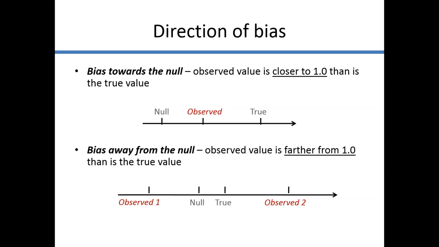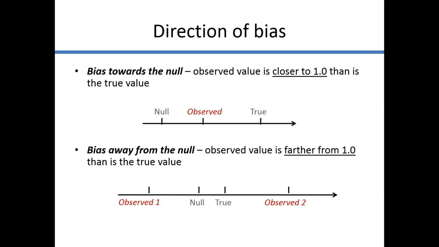Now, if you say there's an association and bias is away from the null, and every bias that you can think of is away from the null, you're kind of in trouble there too, because it means your results may be entirely due to bias. Okay, now this seems complicated, and it is, but once you realize it, it's not.